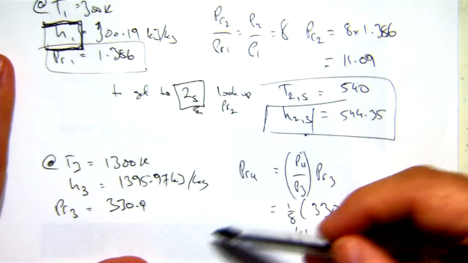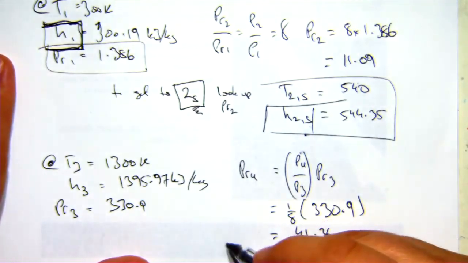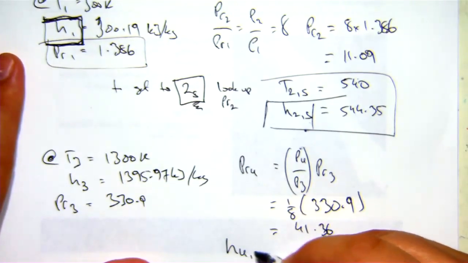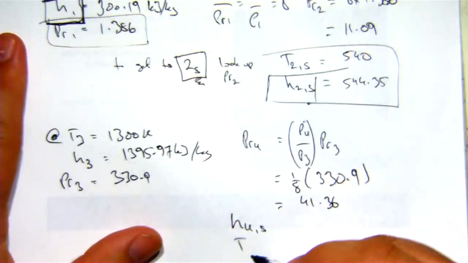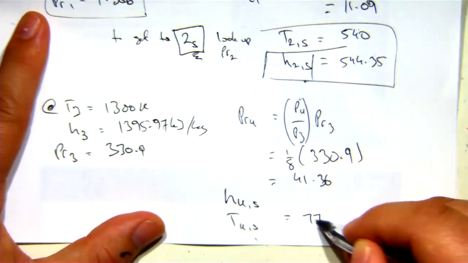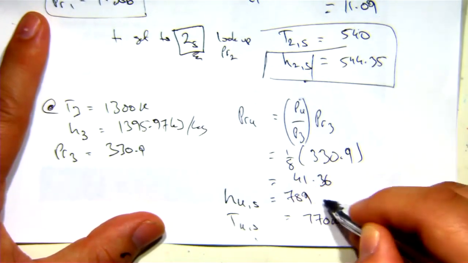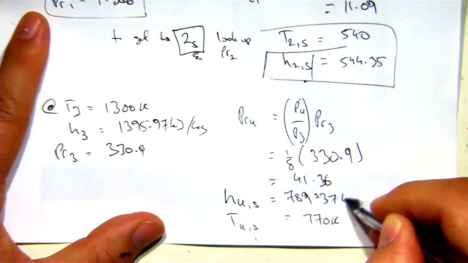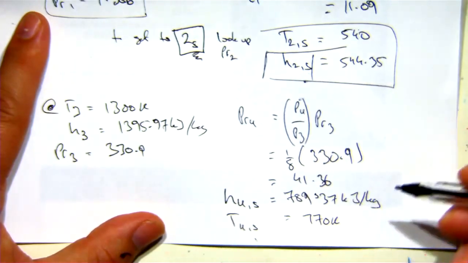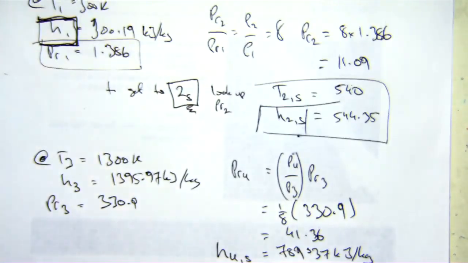This is now going from a high on the table down in PR, which will then give me H4S and T4S. T4S is 770 Kelvin and H4S is 789.37 kilojoules per kilogram. So at this point, by the end of this page, I've got the isentropic enthalpies and the isentropic temperatures for 1, 2, 3, and 4.